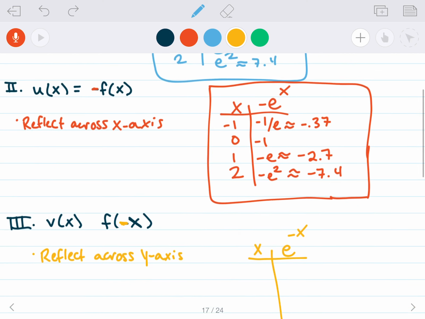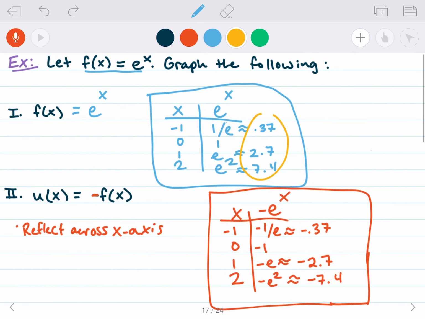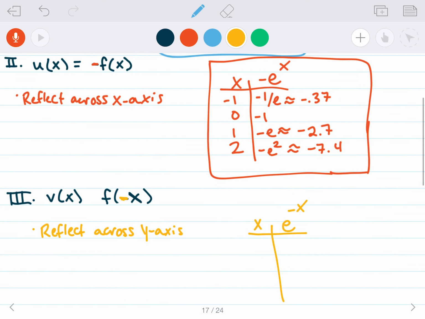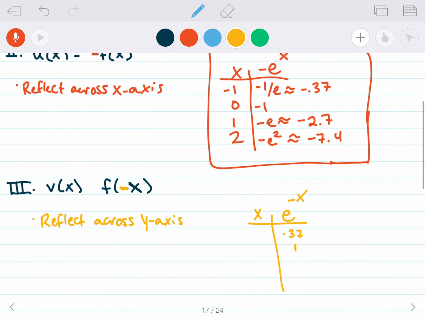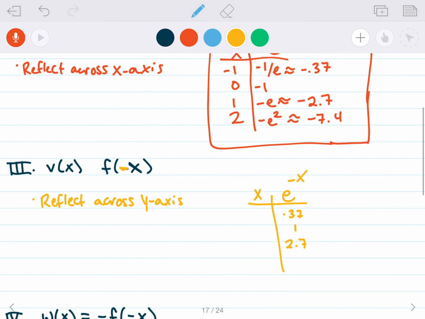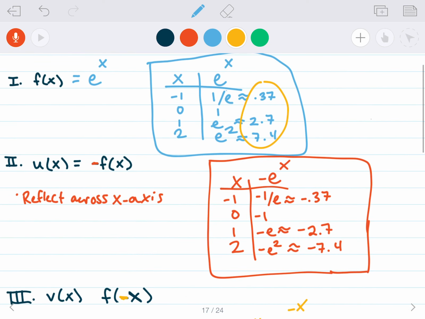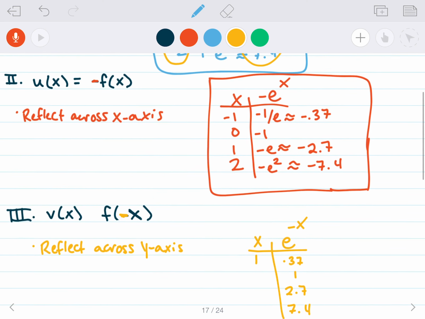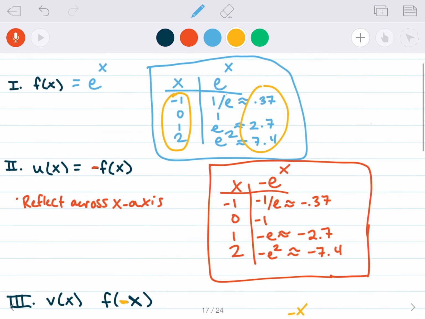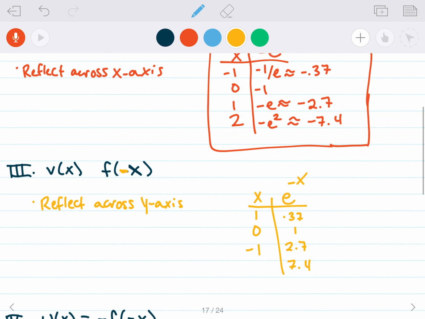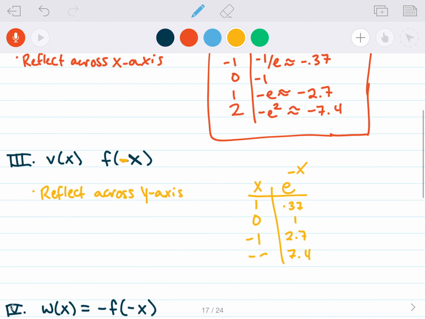And as I said, the y values are going to stay the same, so I have all of these same y values, 0.37, 1, 2.7, and 7.4. But my x values are all going to be multiplied by negative 1. So negative 1 times negative 1 is positive 1. 0 times negative 1 is 0. 1 times negative 1 is negative 1. And 2 times negative 1 is negative 2. So these are some ordered pairs for this function. So let's take a look at it on Desmos.